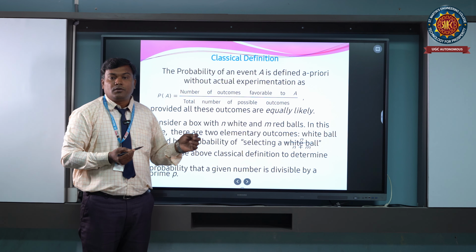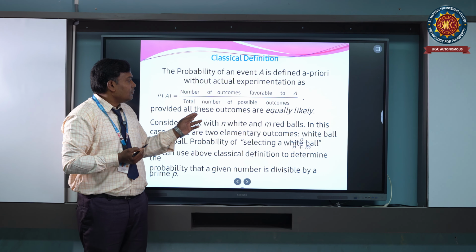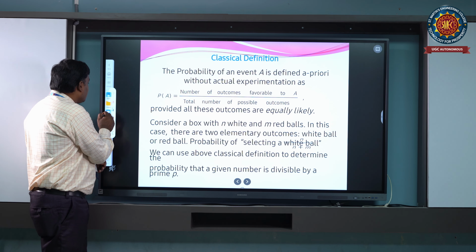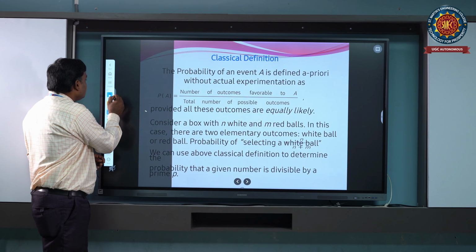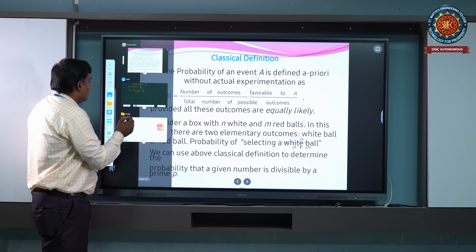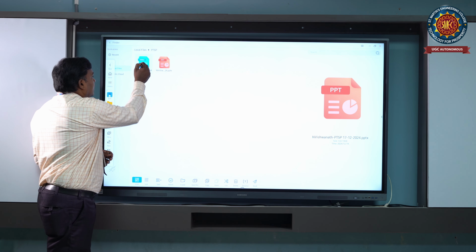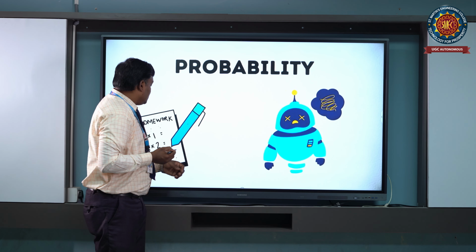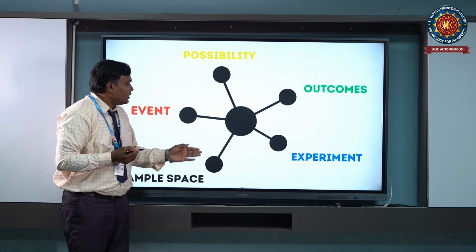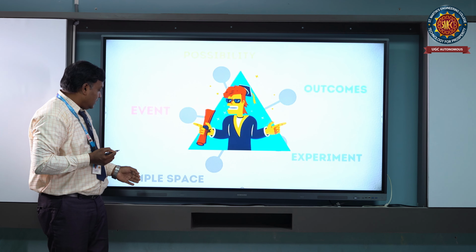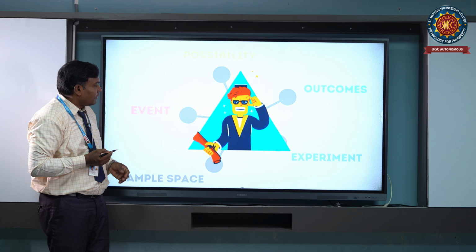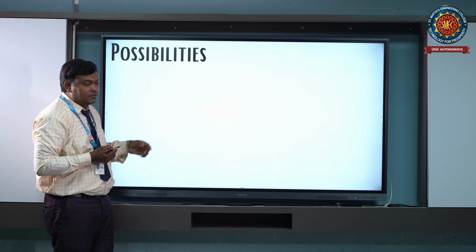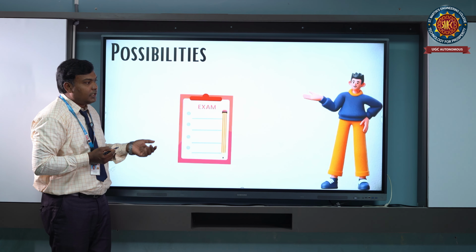It is the ratio of the number of total favorable outcomes to the total number of possible outcomes. With a simple video, I am going to explain this one so that we can understand this probability concept comfortably. In our daily life we use these terms: experiment, outcome, possibility, event and sample space. We have discussed them one by one. In this probability, here we can see possibilities. What are the possibilities? What are the chances? What are the outcomes we get?